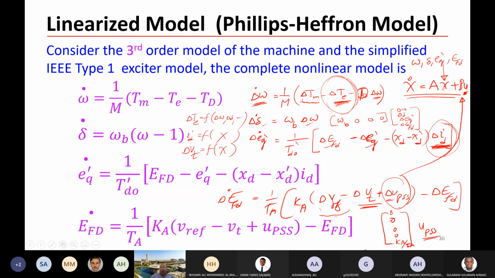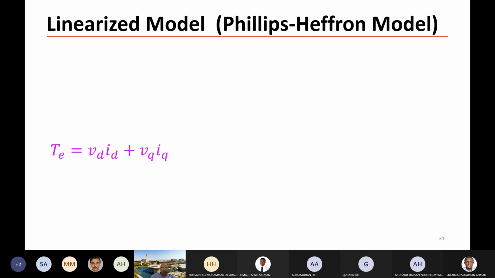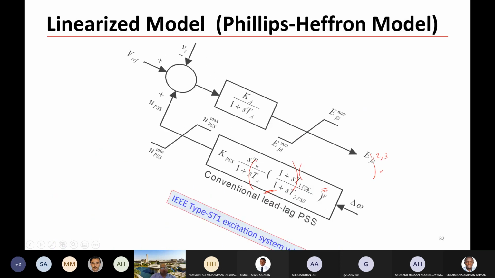This is the input. So our task now is to find an expression of delta TE in terms of the states, ID in terms of the states, and delta VT in terms of the states, in order to write X dot equal to AX plus BU. So this is our task now.